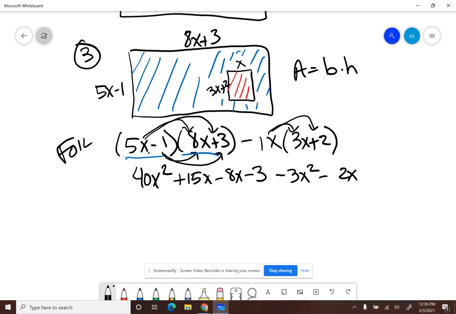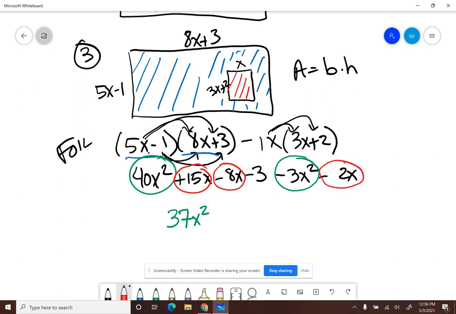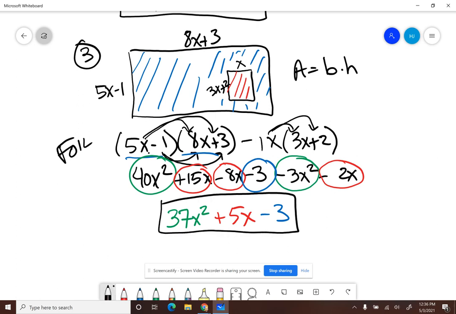All right. So now we can combine some like terms. I've got a 40x squared here. I've got a negative 3x squared here. So that makes 37x squared. I have a 15x here, a negative 8x here, and a negative 2x there. So that would give me positive 5x. And the only other thing I have left is this negative 3 that's hanging out here. So negative 3 right there would be my answer.